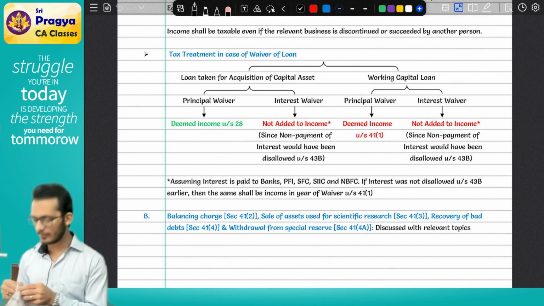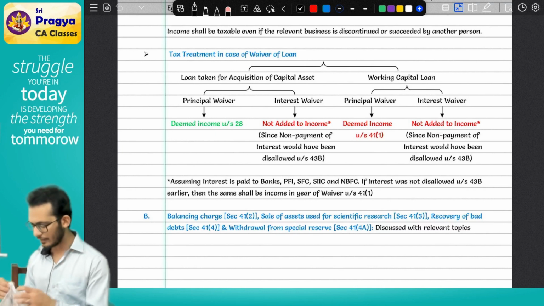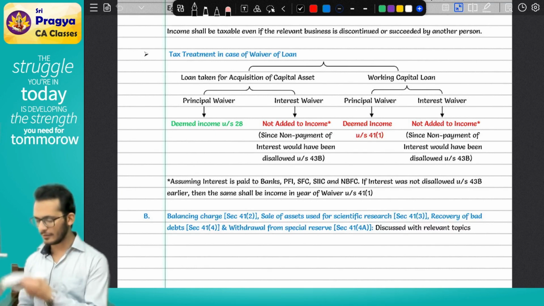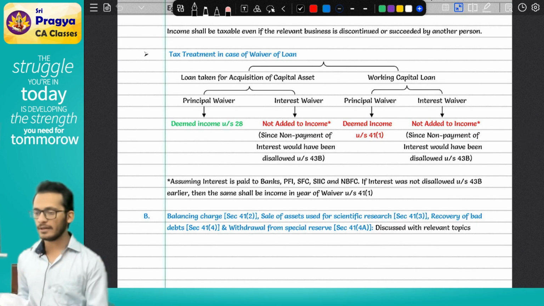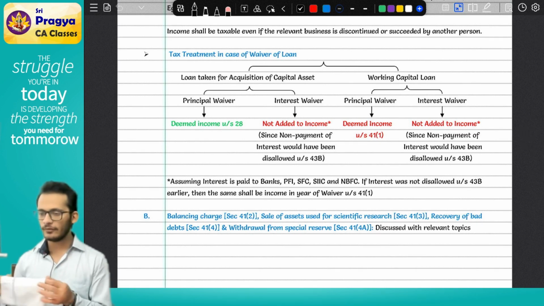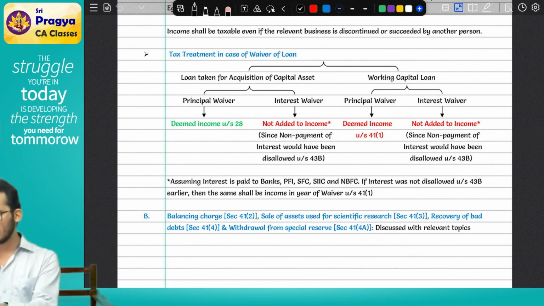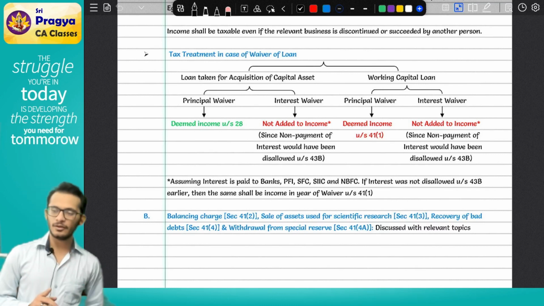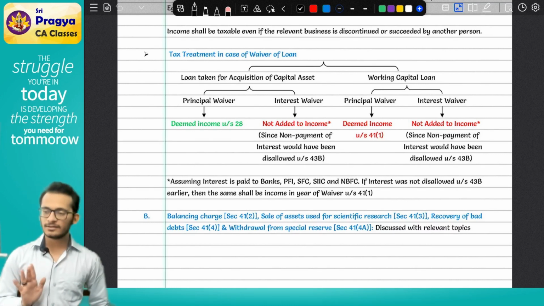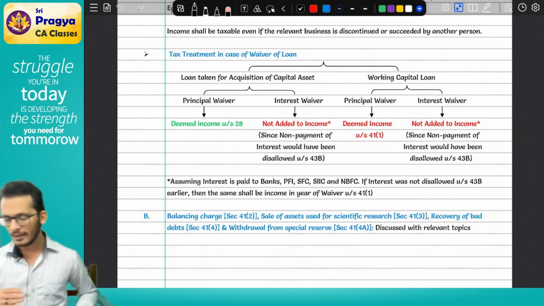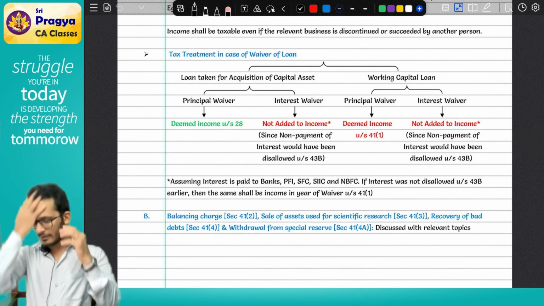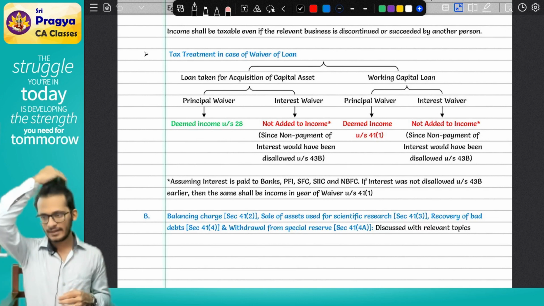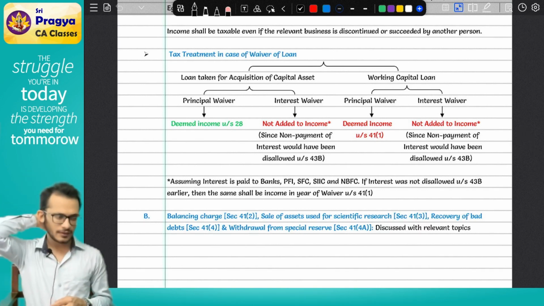because it was disallowed under 43B, please don't offer it to tax once again, because it was anyway offered in the past years. Don't do it once again. This is nothing new. I am just giving you accounting terms. There is nothing great about it. So to the extent of the interest component, check whether it was disallowed in the earlier years because of 43B. If it was disallowed earlier under 43B, then you will not offer it to tax right now. If it is not disallowed, then you offer it to tax in the current year.